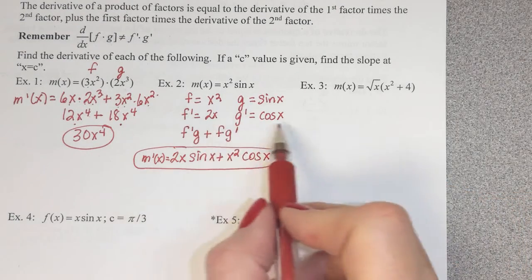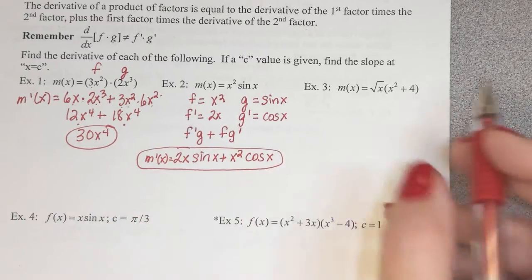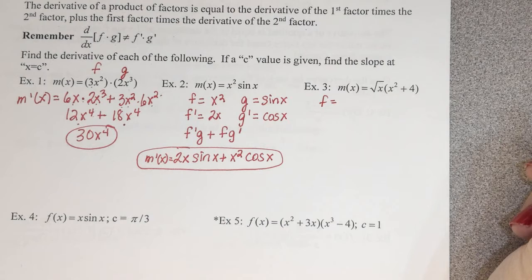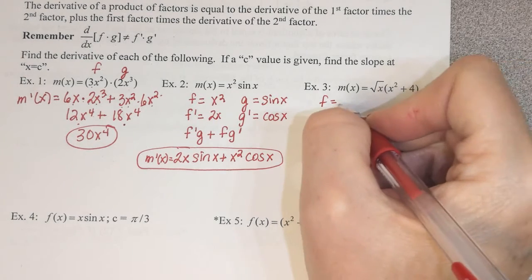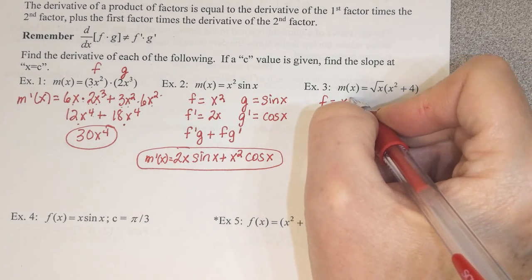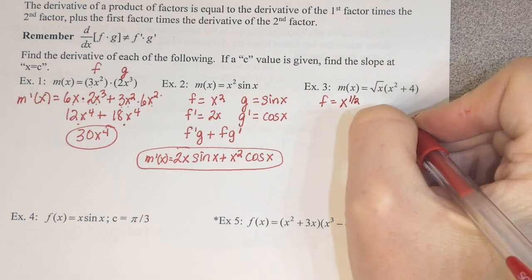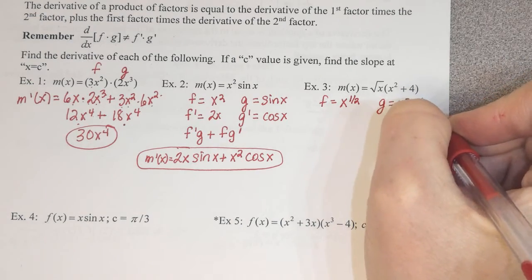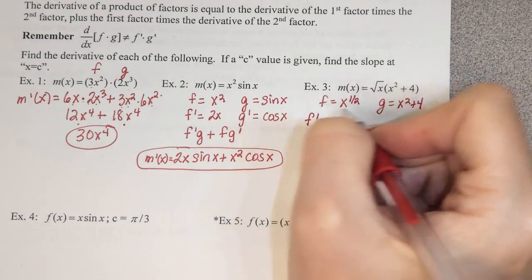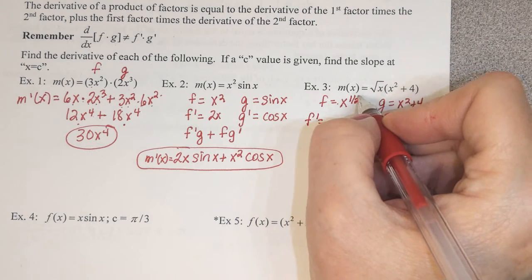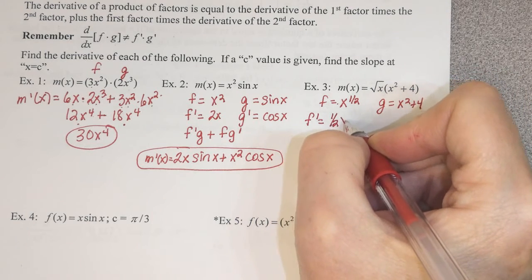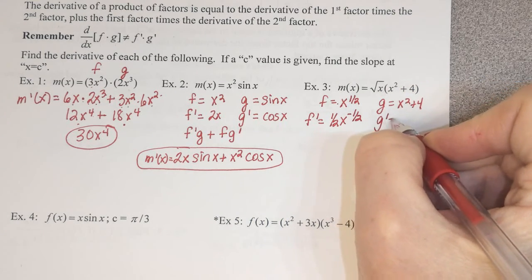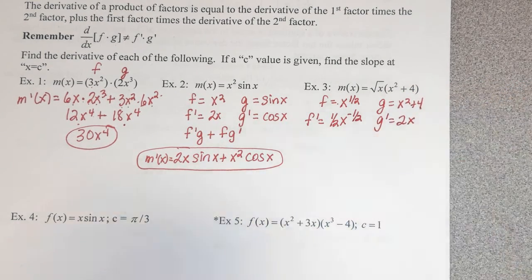Do you guys like to write it out like this? Does that help you? Okay, let's write it out then. So what should we call f then? Okay, and let's write it in rational exponent form. So x to the what? Okay, and then what's g going to be? And now let's find f prime. So f prime is going to be 1 times 1/2, subtract 1. G prime is going to be 2x.